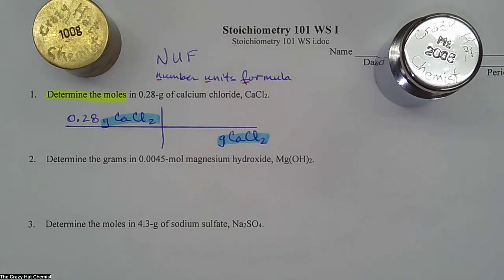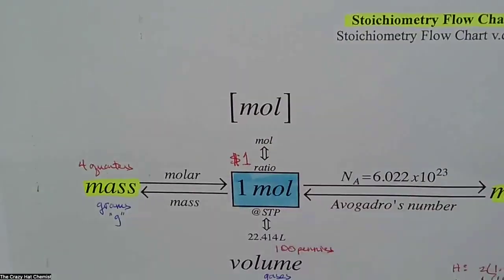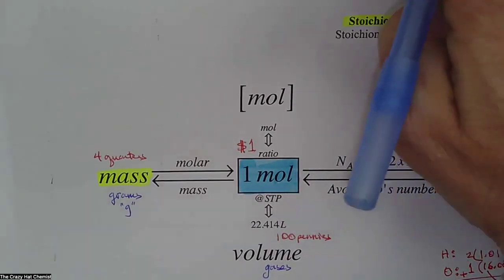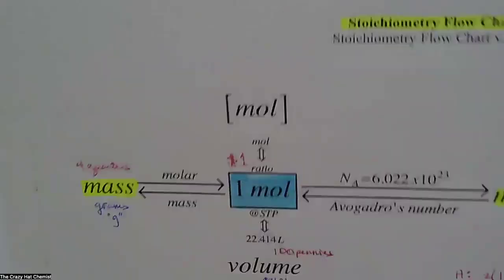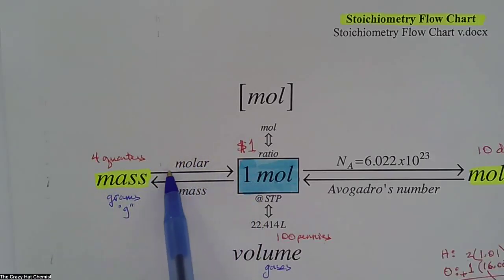All right. Now, we have grams. We want to go to moles. So what we're going to do is look at our flow chart. And again, I implore you to please watch the video that I have already made on this stoichiometry flow chart. So we have grams, which is a mass. We want moles. What is the unit conversion that I'm going to use? I'm going to use the unit conversion of molar mass.